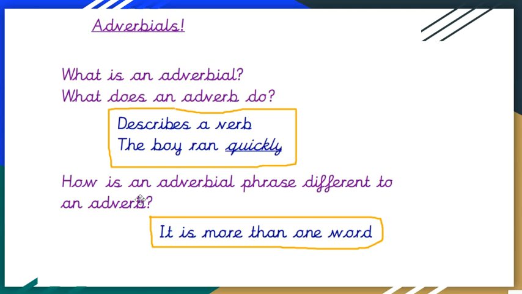So here we've got an example. The boy ran quickly. So the verb is, see if you can figure it out. The verb is "ran". So that would mean that the adverb is "quickly". An adverbial phrase is different to an adverb because it is more than one word. So an adverb is one word and an adverbial phrase is more than one word.